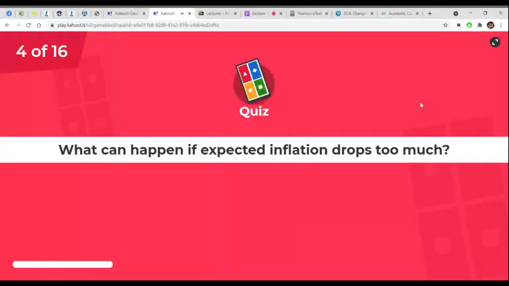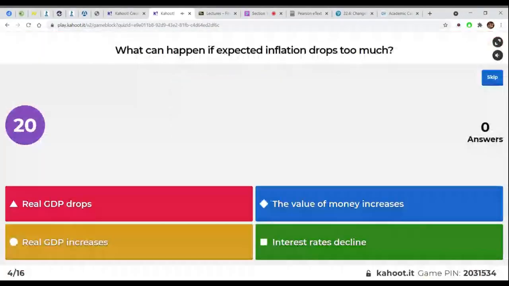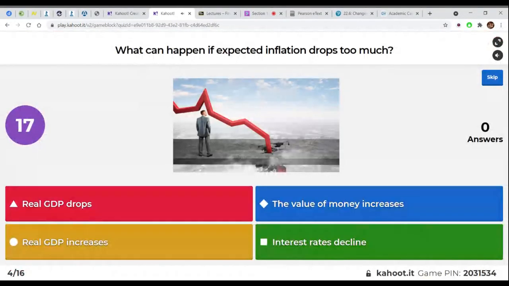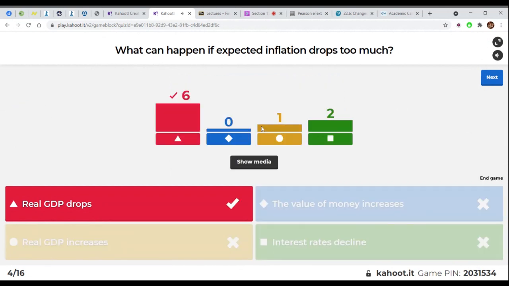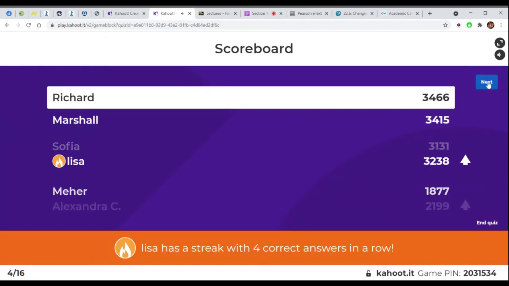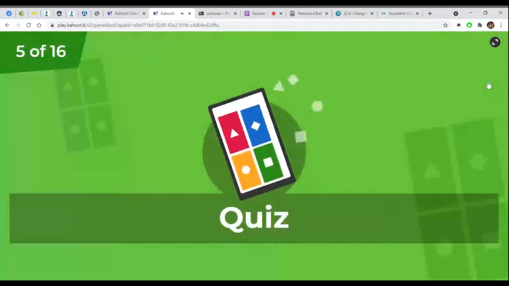Very good. Question 4. What can happen if expected inflation drops too much? This is the last thing we discussed. Real GDP drops, real GDP increases, the value of money increases, or interest rates decline. Real GDP can drop because of debt deflation. People start to default, and it lowers their spending.